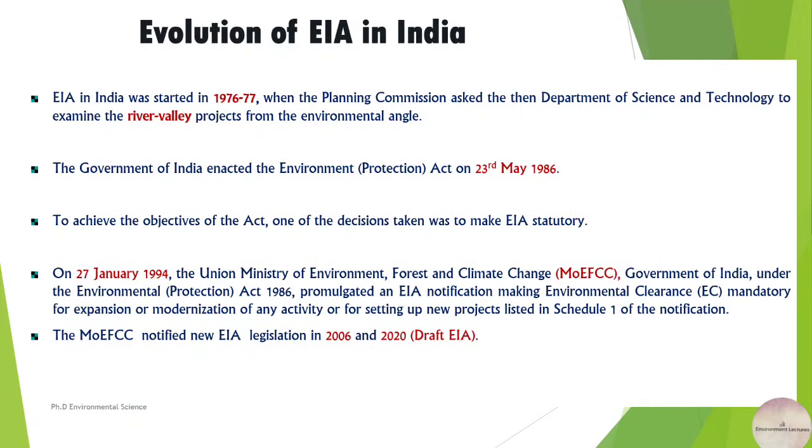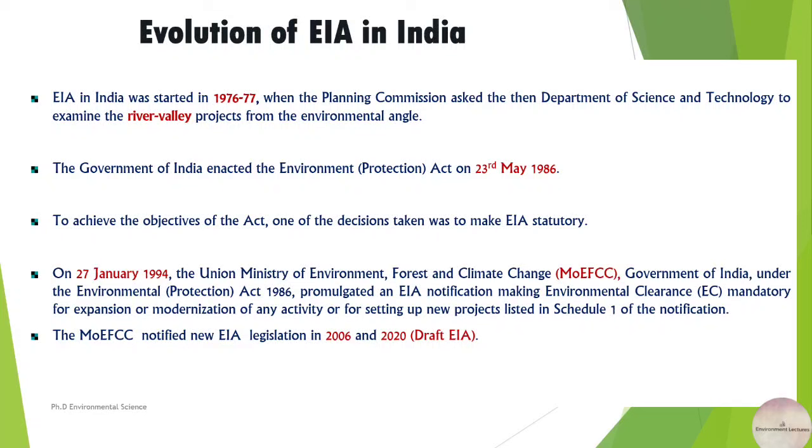Evolution of EIA in India. EIA in India started in 1976-77 when the Planning Commission asked the Department of Science and Technology to evaluate river valley projects for their environmental impacts. The Government of India passed the Environment Protection Act on 23rd May 1986. One of the key decisions under this act was to make EIA a legal requirement.